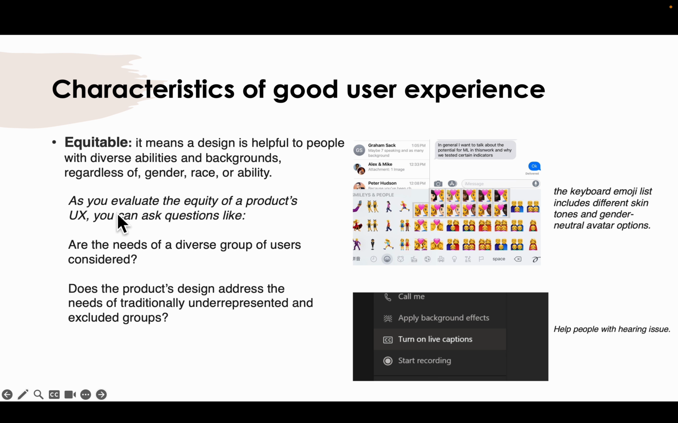Yeah, so when you evaluate the equity of a product UX, you can ask a question like, are the needs of the diverse group of users considered? For example, the accessibility features might help people with hearing issues, and you should enable them to turn on the live captions.